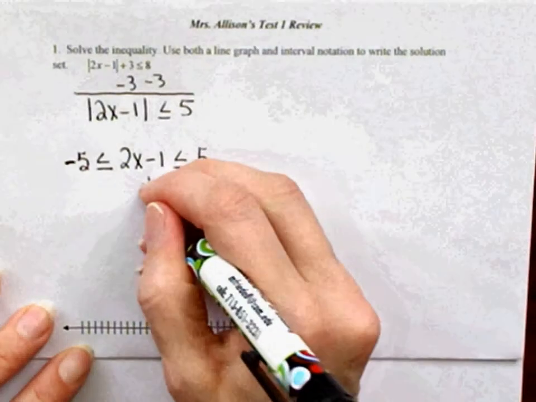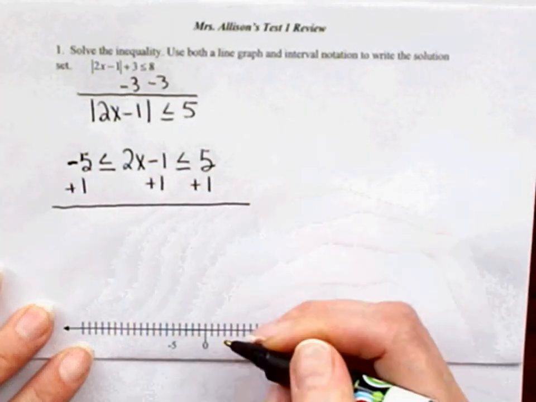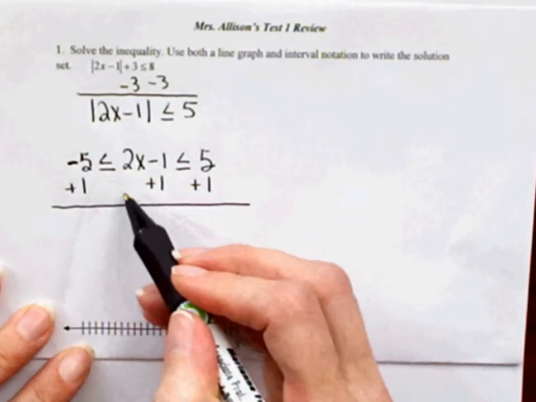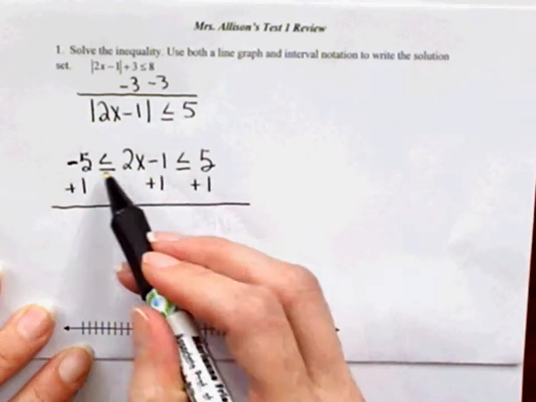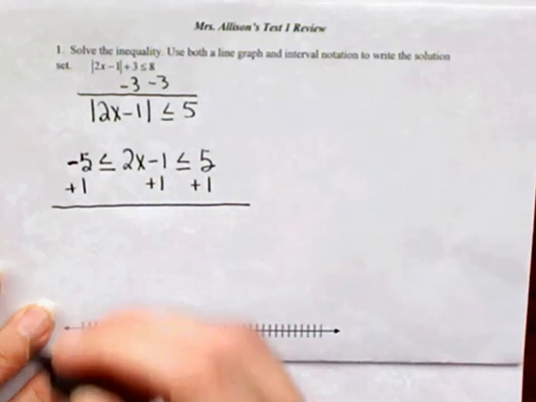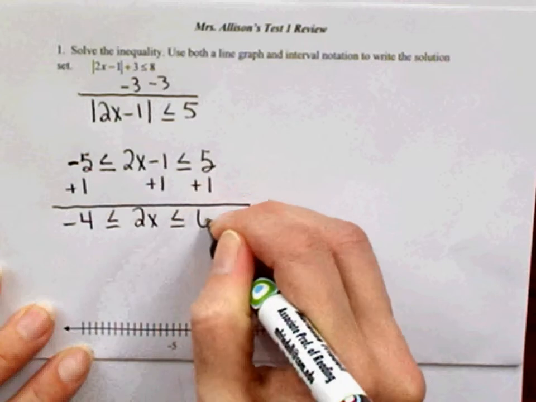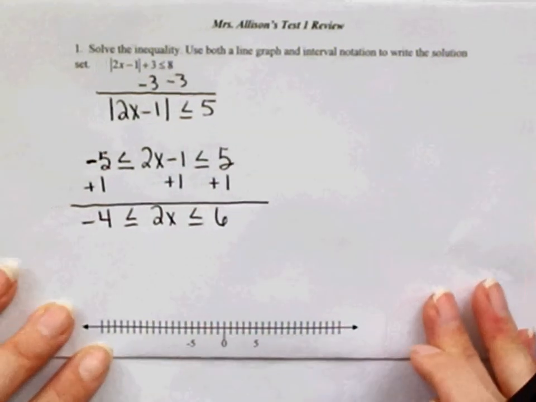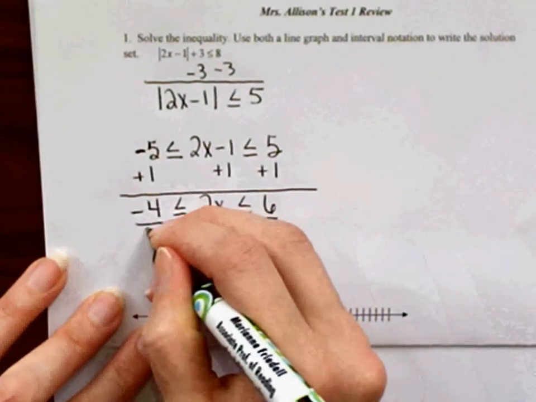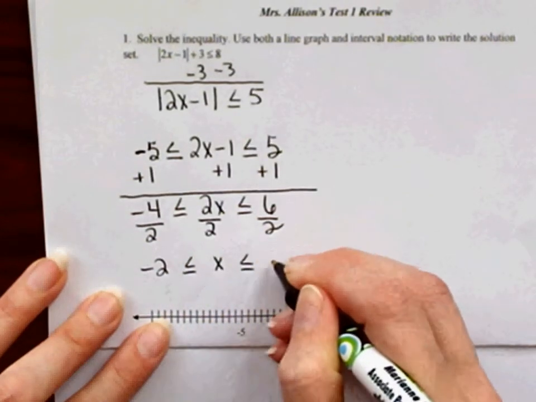Alright, so we're going to add 1 to all 3 parts. What do I mean about all 3 parts? To the far left of the inequality, the middle part between the 2 inequalities, and after the last inequality. So all 3 parts. So we have -4 less than or equal to 2x less than or equal to 6. From here, we're going to divide by 2. Once again, all 3 parts. So I have -2 less than or equal to x less than or equal to 3.